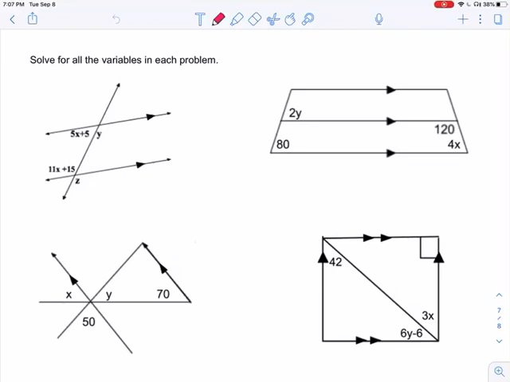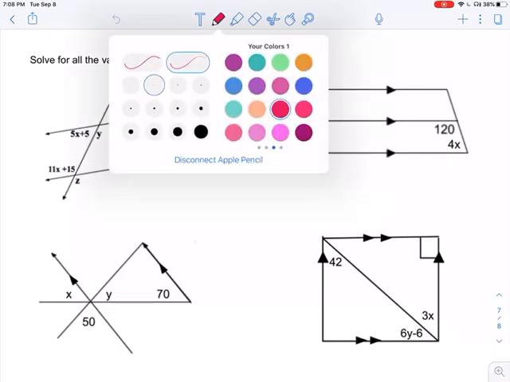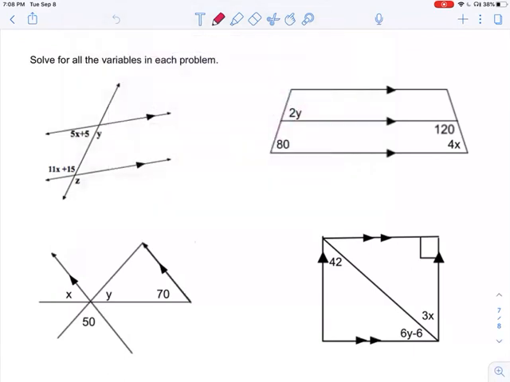We're going to use our rules for parallel lines to solve for our variables depending on the position of our angles. So here I see that we have two sets of x's, and one of our theorems tells us that if our lines are parallel, then same side interior angles are going to be supplementary. So these two should combine to give me 180 degrees.